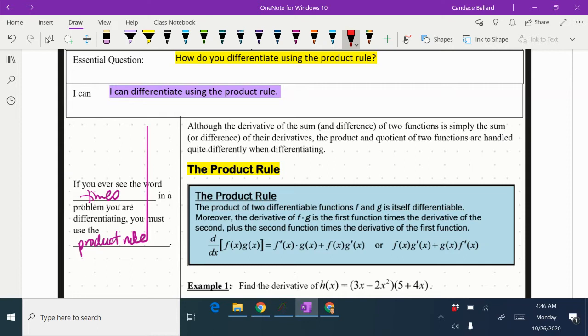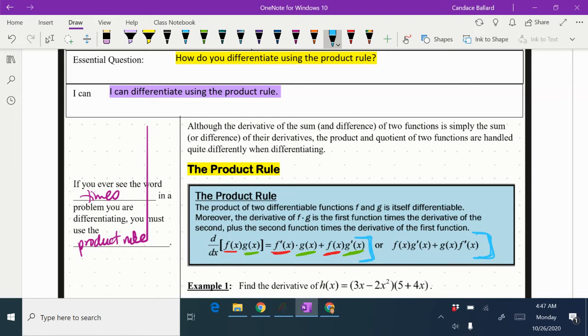I'm going to underline these and color code them a little bit. Our first function is going to be red, and we take the derivative of our first function. Our second function is going to be green, and we multiply that by the original of the green function. Then I keep the red function the way it is, and multiply that by the derivative of the green function. That way I know I've got a pattern: red, green, red, green. We can do it in the opposite order, which is what this is showing, but we're going to stick with this order for our purposes.